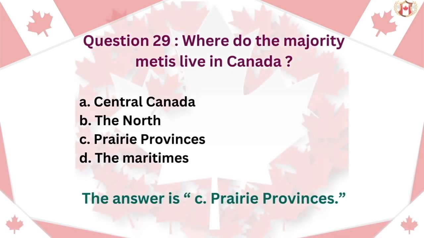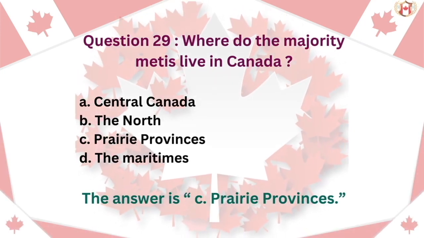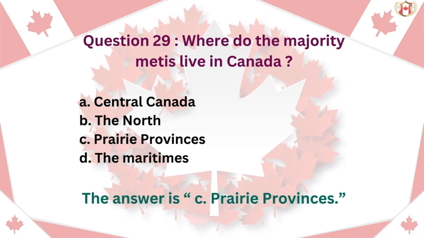Question 29. Where do the majority Métis live in Canada? A. Central Canada. B. The North. C. Prairie provinces. D. The Maritimes. The answer is C. Prairie provinces.